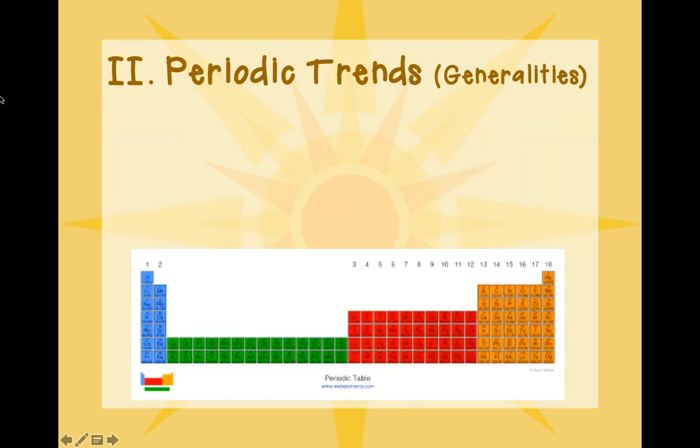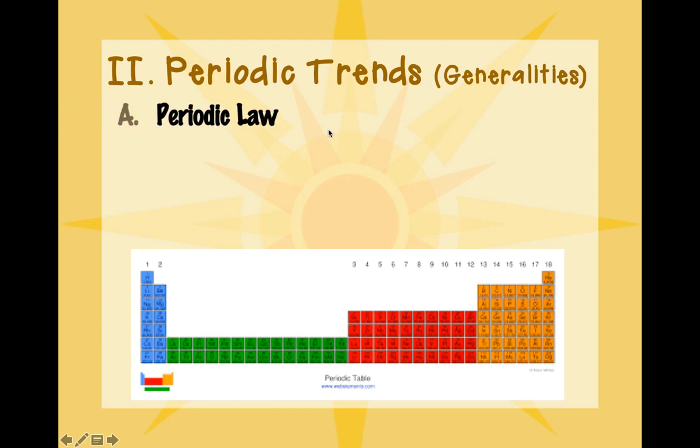Yay! Okay, and now I want to get into our trends. So now that you've seen the organization of the periodic table, some connections with electron configurations, which explains the shape of the periodic table, now I want to talk about general trends. So we're going to talk about 3 of them.